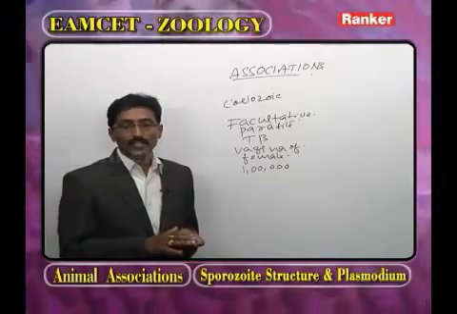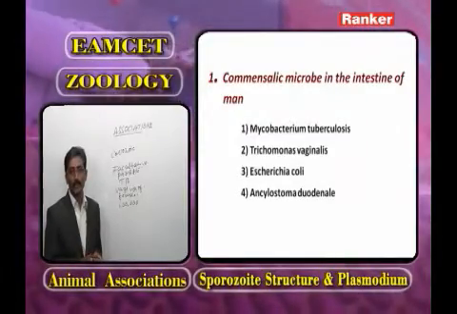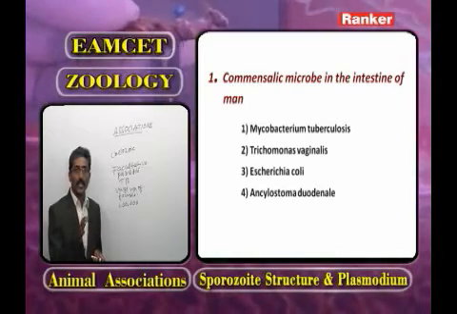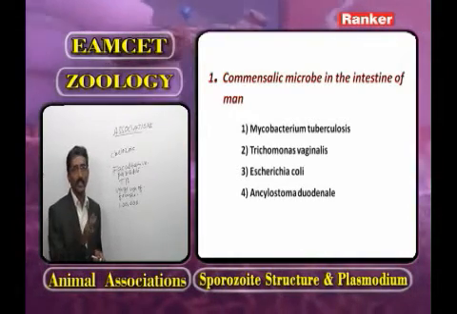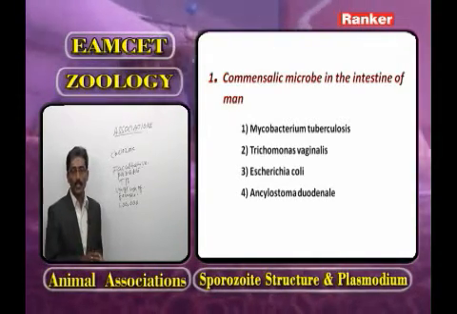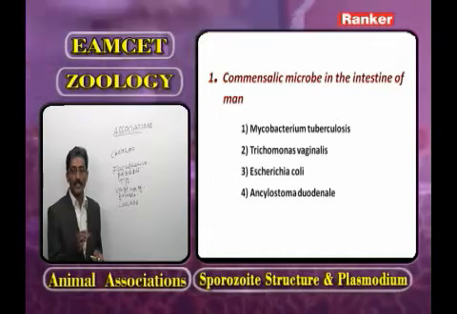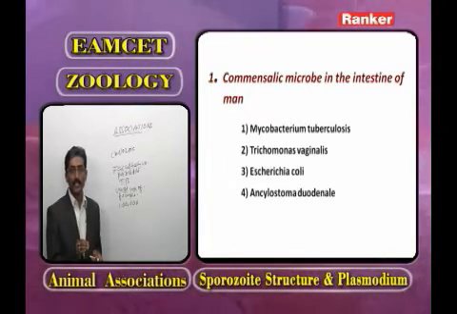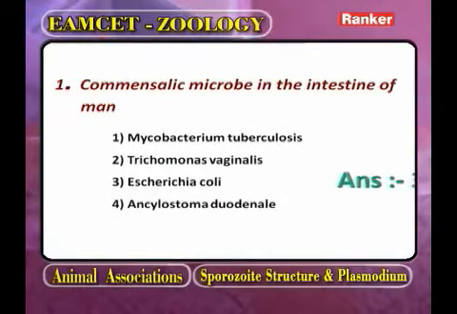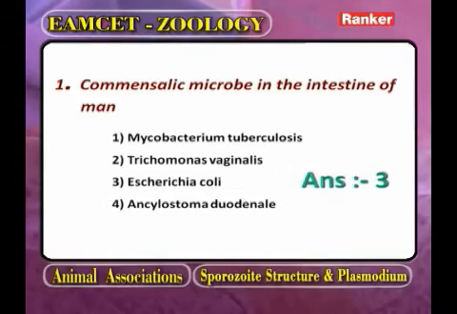The fourth one is Ancylostoma duodenale, which lives in the cavity of the intestine. But here the question is, what is the commensalic microbe? The correct answer is Escherichia coli. Now we go for the next question.